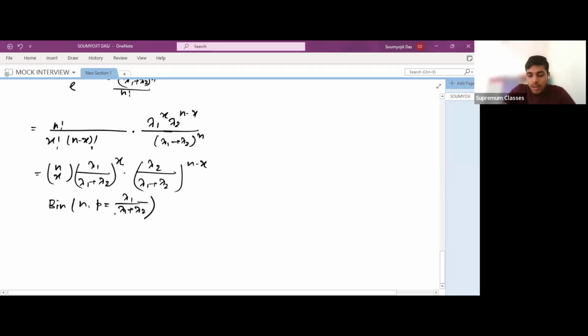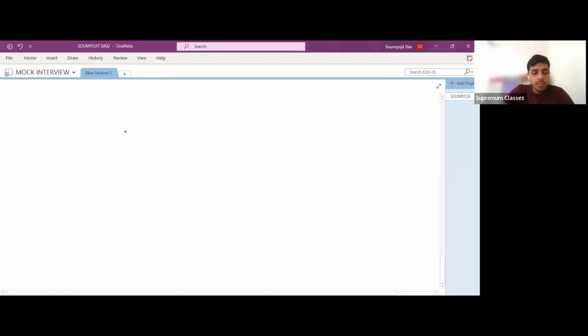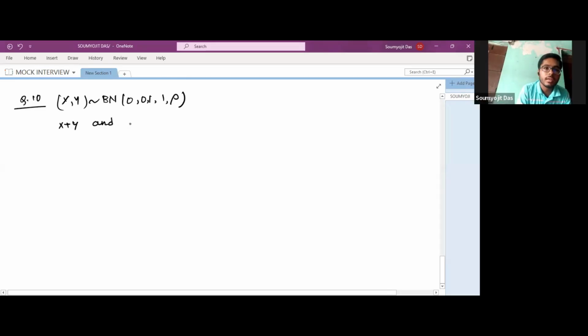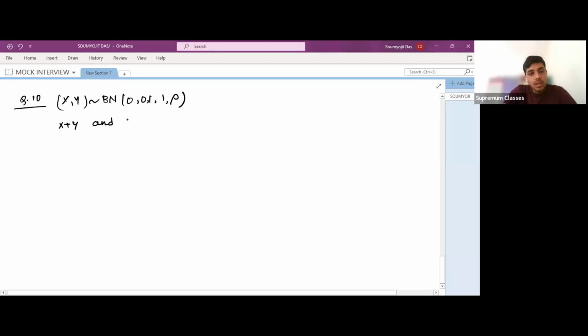Another question: we have X, Y as bivariate normal (0, 0, 1, 1, rho). You need to show that X plus Y and X minus Y are independent if and only if rho equals 0.